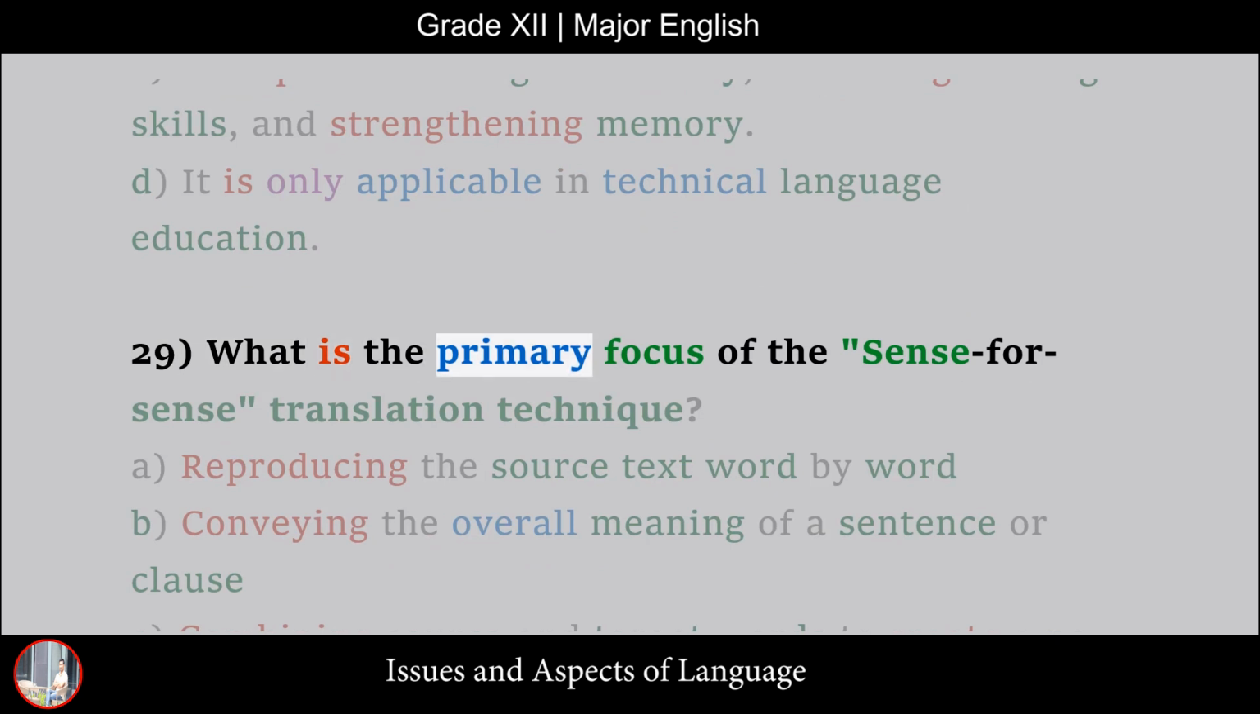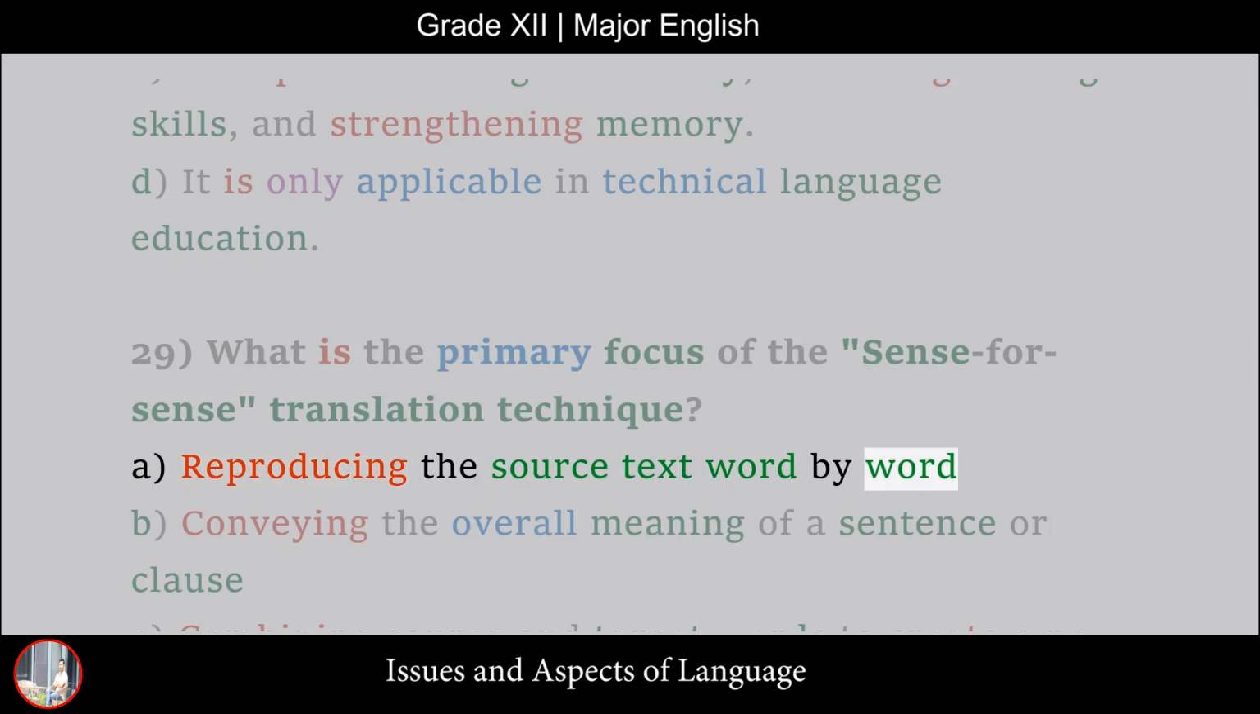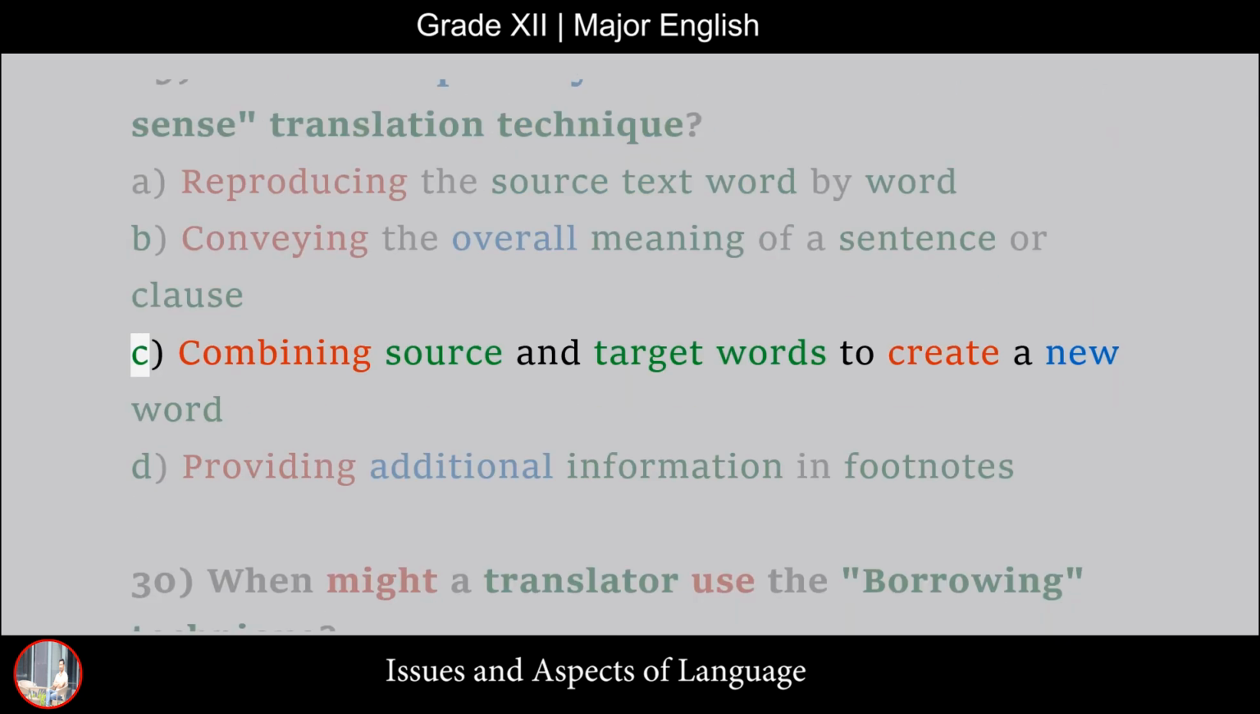29. What is the primary focus of the sense-for-sense translation technique? A. Reproducing the source text word by word. B. Conveying the overall meaning of a sentence or clause. C. Combining source and target words to create a new word. D. Providing additional information in footnotes.